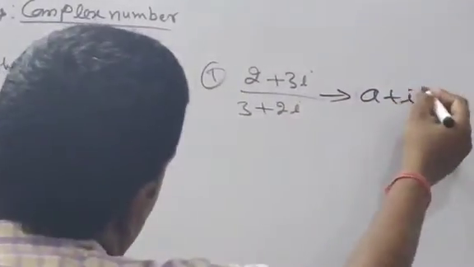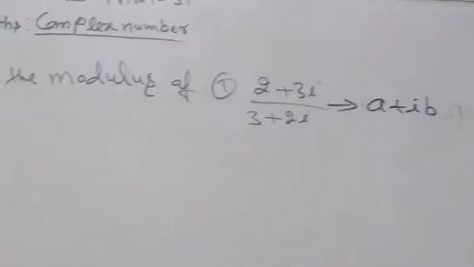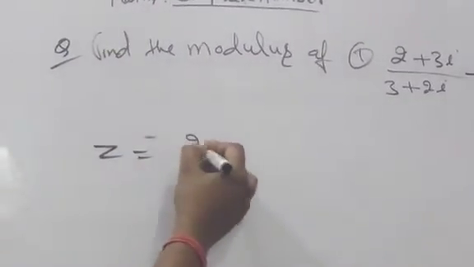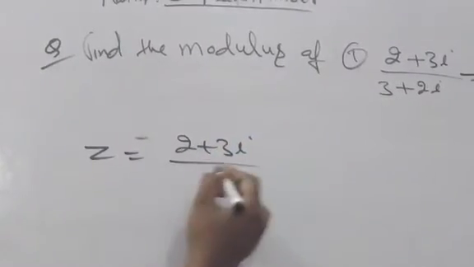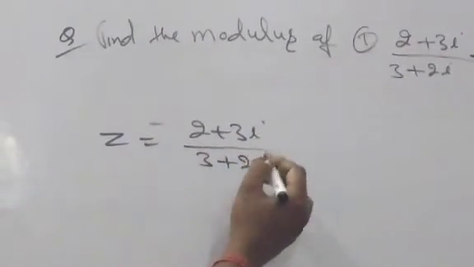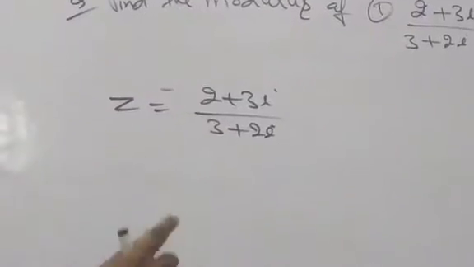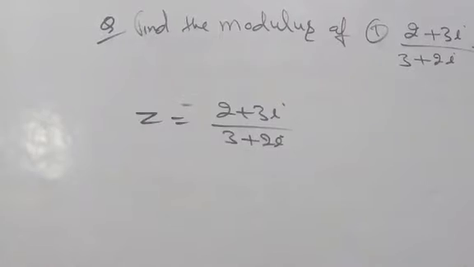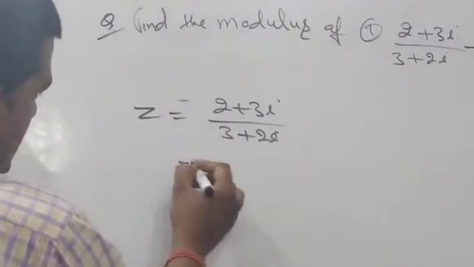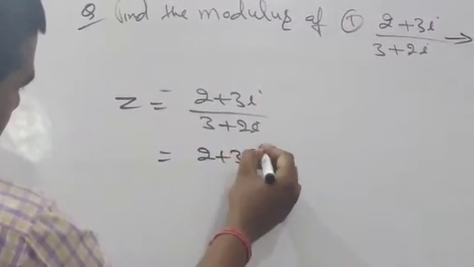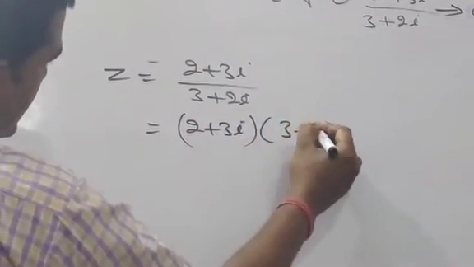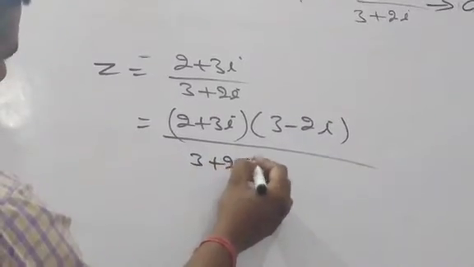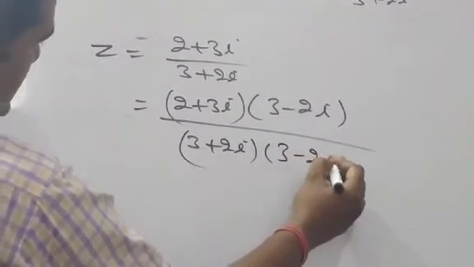A plus ib form. Clear? Now here, z is equal to (2 plus 3i) upon (3 plus 2i). Now multiply by the conjugate of 3 plus 2i. Clear? That is (2 plus 3i)(3 minus 2i), whole upon what? (3 plus 2i)(3 minus 2i).